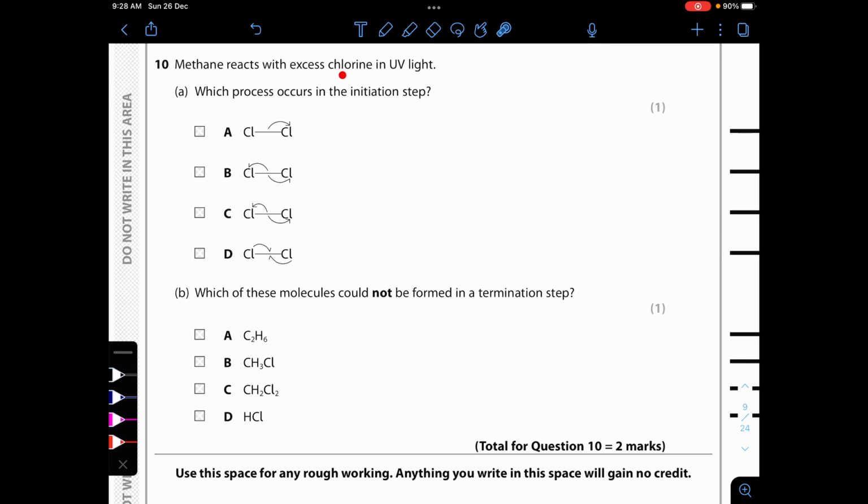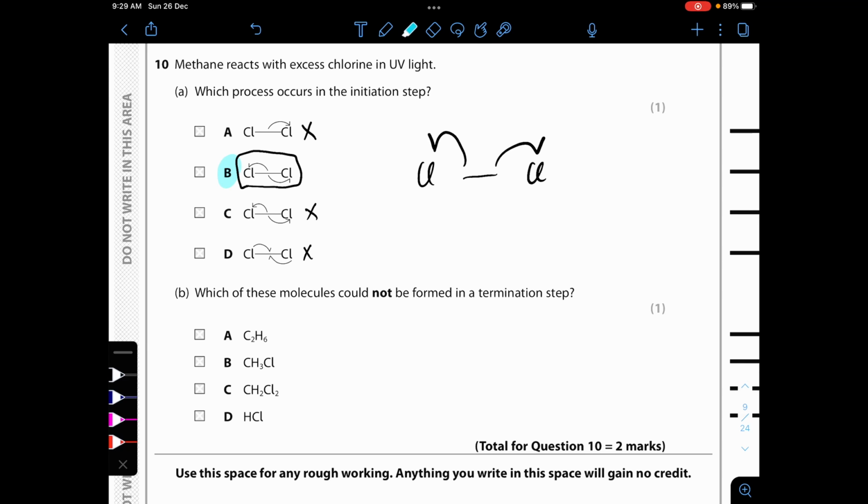Methane reacts with excess chlorine in UV light. Which process occurs in the initiation step? If you remember, in the initiation step, usually it's Cl to Cl, and I usually have the half arrows like this. That's how I usually look at it. So let's see. Part A has double arrows, there's only one of them, so no. Option B, we have Cl, Cl. You can see that there are 2 half arrows. This is probably the right answer. C has a double arrow, so no. D, the arrows are coming inward, so no. So the answer is B.